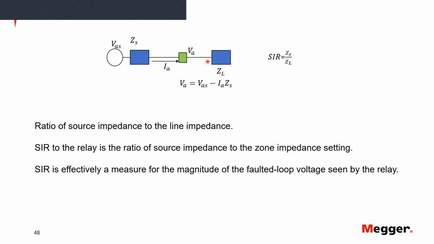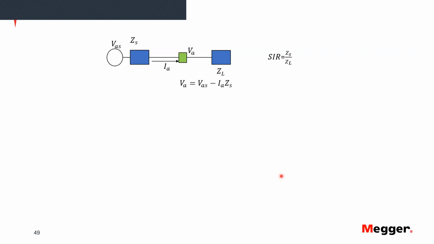It is effectively a measure of the magnitude of the faulted loop voltage seen by the relay, because the higher the SIR, the lower the faulted loop voltage is going to be. So for transmission lines that have an SIR greater than 4, they're classified as short lines. Why is that the case?